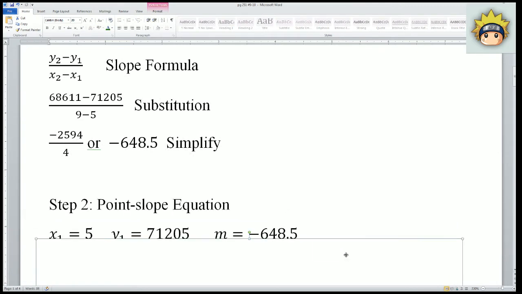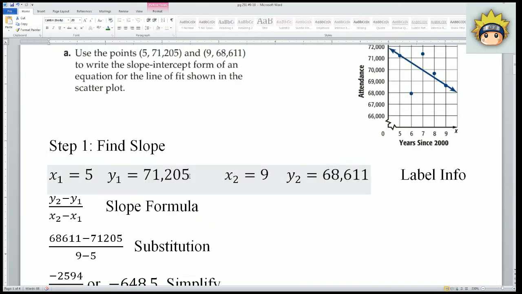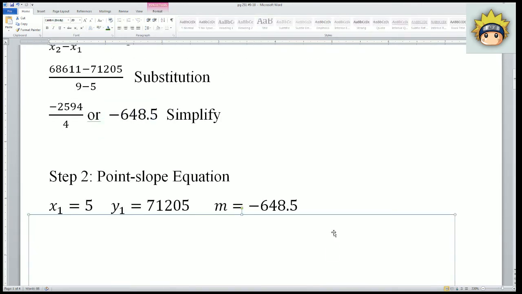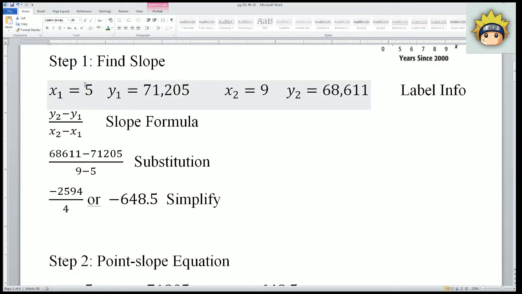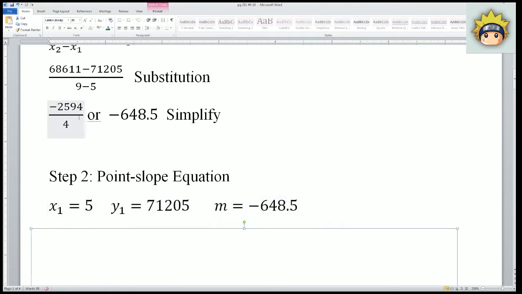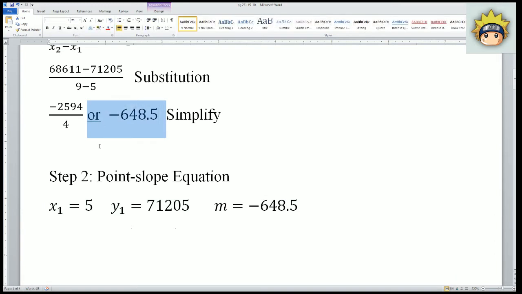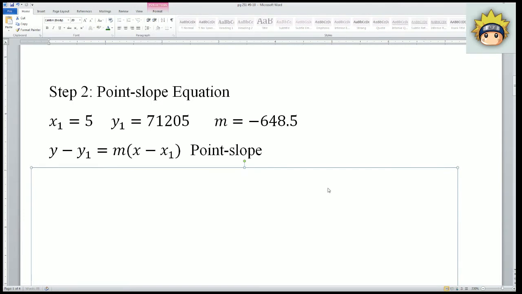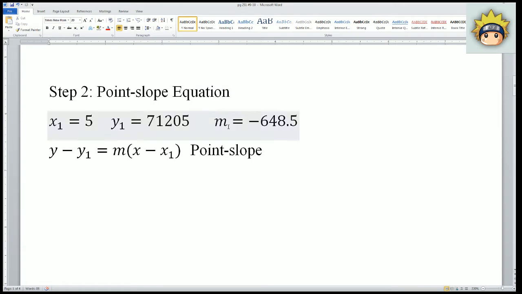Now, once I have the slope, I can use point slope because I have a point and now I have a slope. x1 equals 5 because that is what x1 is. y1 is 71,205. The slope is given from the first part, which is negative 648.5. Review this if you need help on how to find the slope. I use the point slope equation: y minus y1 equals m parentheses x minus x1.